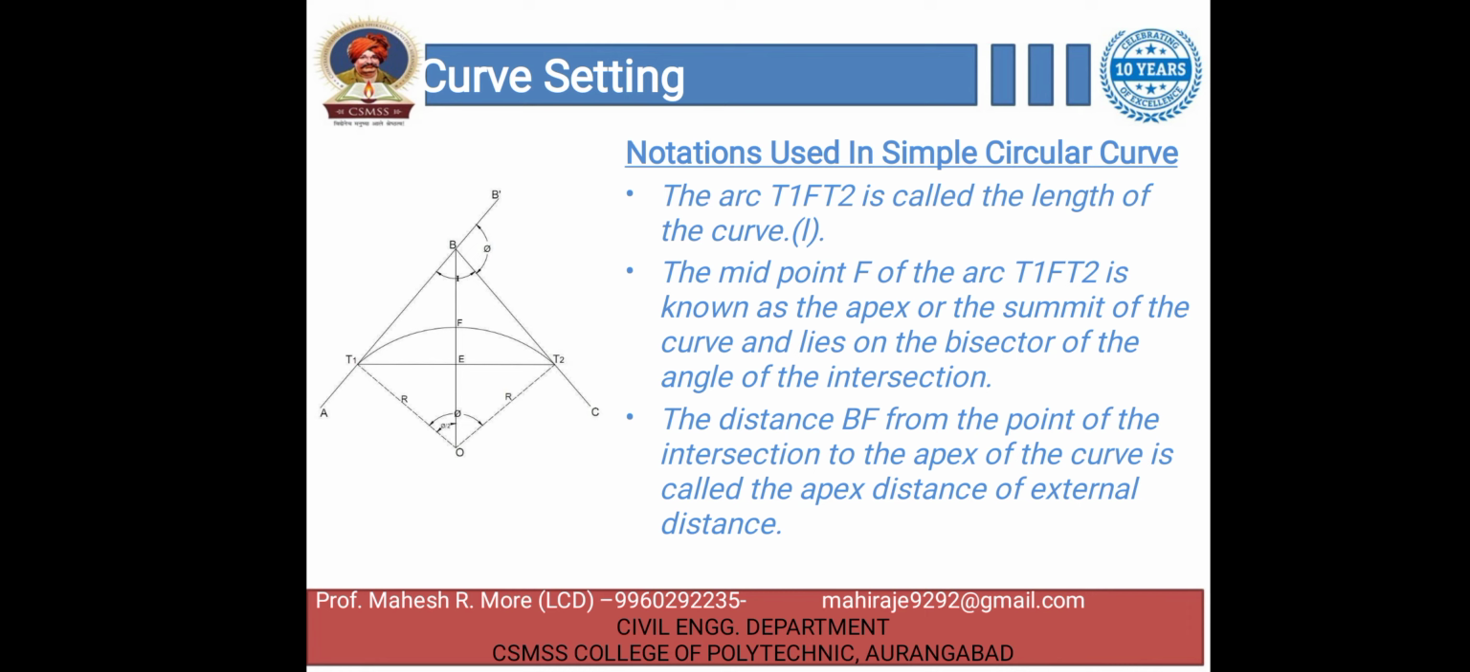The midpoint F of the arc T1FT2 is known as the apex or summit of the curve and lies on the bisector of the angle of intersection. The distance BF from the point of intersection to the apex of the curve is called the apex distance or external distance.